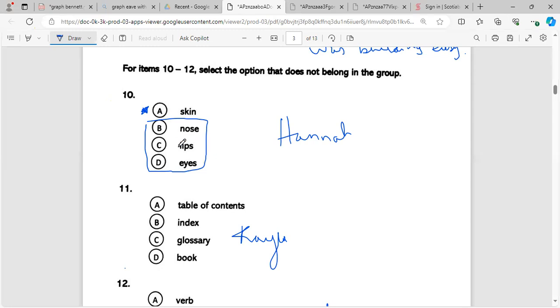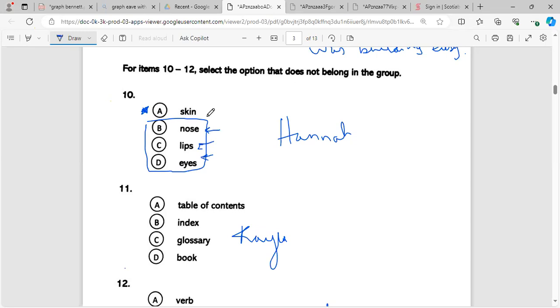I'm gonna say the lips, same thing, guys. That's why the answer is the skin. That's why the skin is gonna be unique, because guess what? It's all over the body, while these are at a specific place. So it would be A. So the odd one would be the skin, definitely.